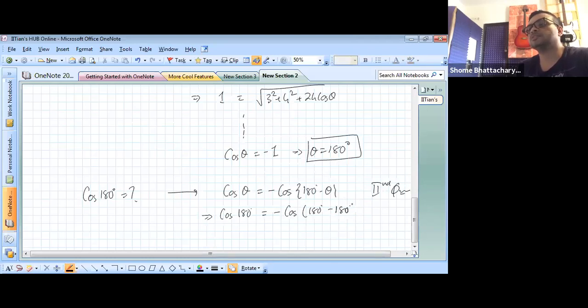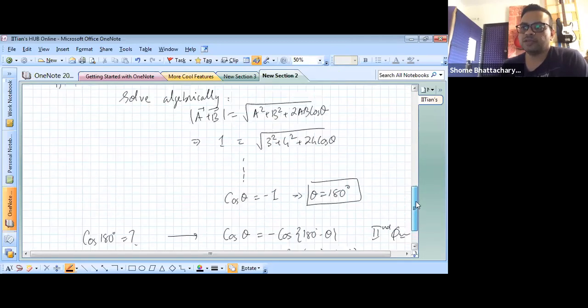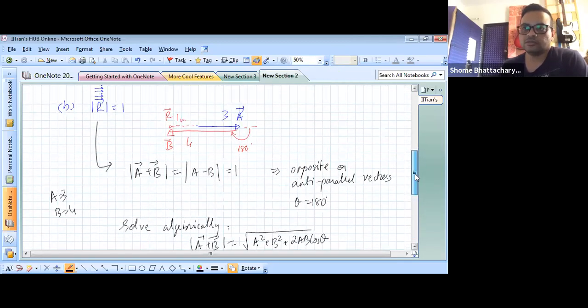Because I'm substituting theta as 180, that becomes minus cos 0. That becomes minus 1. Okay. So that's a way to understand how this comes. So hope the first two parts are clear of question 1.